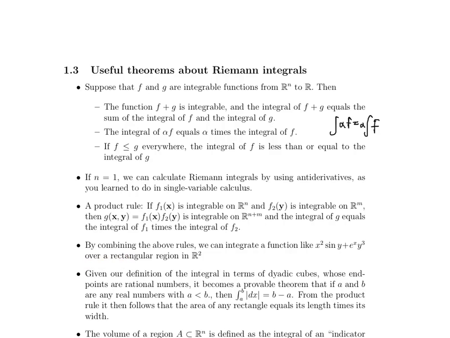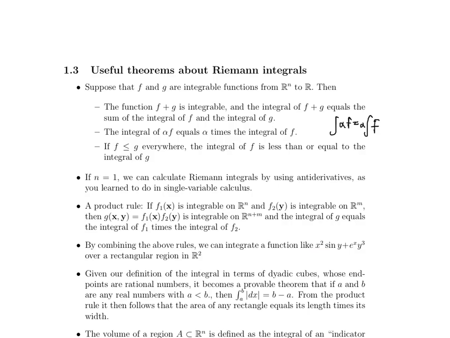Our fourth bullet here says that by combining the above rules, we can integrate a function like x squared times sine y plus e to the x times y cubed over a rectangular region in R2. Well, what we would do here is we would use our first bullet to separate these two into the integral of the first term plus the integral of the second term, and then we note that we have a function of just x times a function of just y plus a function of just x times a function of just y, and note that we can separate that by our third bullet here into the integral of the first function of x times the integral of the second function of y.